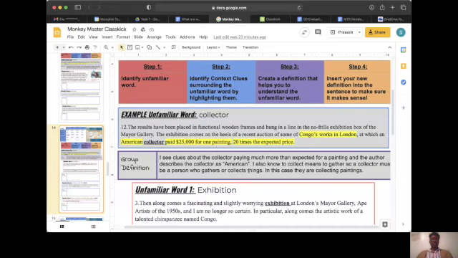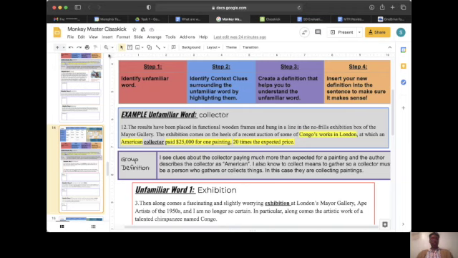All right, this is our work on finding unfamiliar words or finding the definition to unfamiliar words. So we've done context clues before, and that's just looking at the words and phrases around the word to help you understand what they mean. We have an example here of a word as collector.